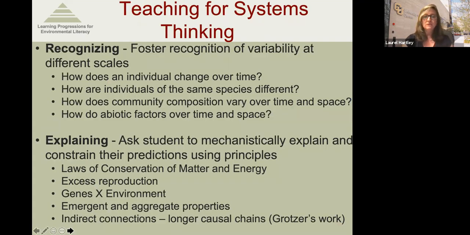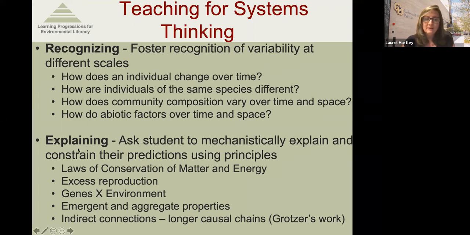One is giving students a chance to see biodiversity and to recognize variability. So as many opportunities as we can to foster recognition of variability at different scales. So both the recognition of variation is super important and across scales. Things like helping them understand, how does an individual change over time? So from a seed to a big tall plant. How are individuals of the same species different? How are they the same? How does community composition vary over time and space? How do abiotic factors vary over time and space? So they could see that some variation is inherent in a system and it's not always a disturbance.